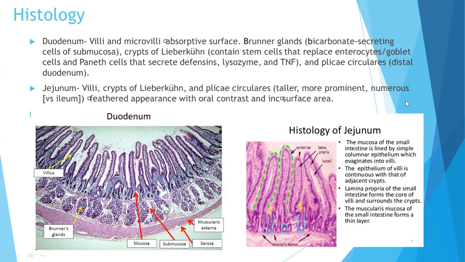The main thing that you need to understand about the jejunum is that the numerous plicae circulares give a feathered appearance with oral contrast.